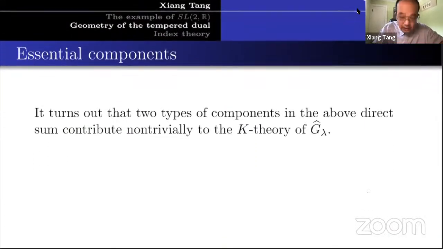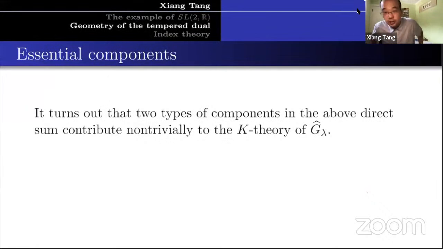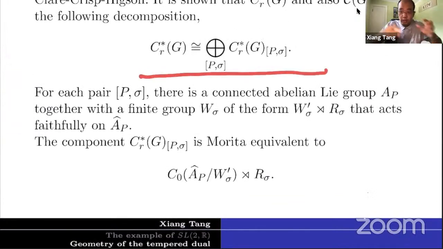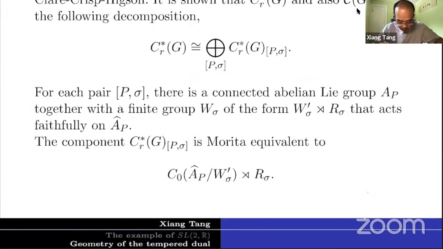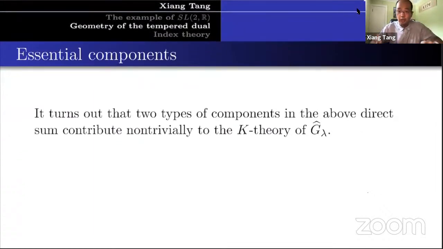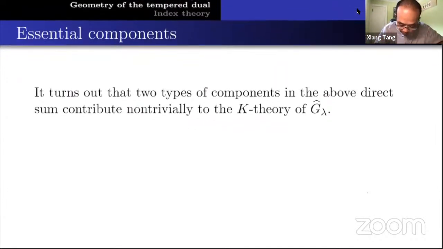Now, this is from the study of K-theory, like what Richard mentioned, from the study of group C-star algebras and also this Kasparov conjecture or isomorphism. So it turns out in this description, this whole decomposition of the tempered dual into different components, only two parts contribute. That's a very interesting, remarkable simplification. There are many, many components, but for K-theory, only two types of components contribute.